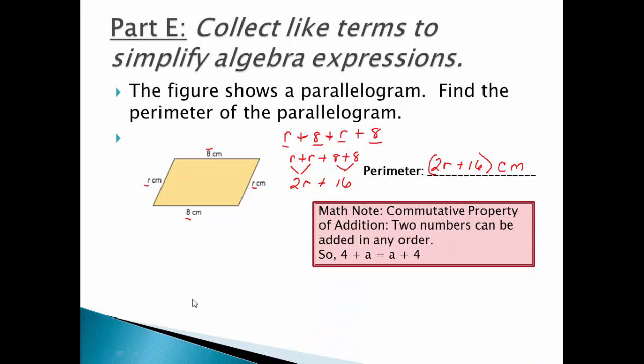Here's a math note. The commutative property of addition. Two numbers can be added in any order, just as we have done here. I could take them out and put them in any order, the two numbers. For example, 4 plus a equals a plus 4.